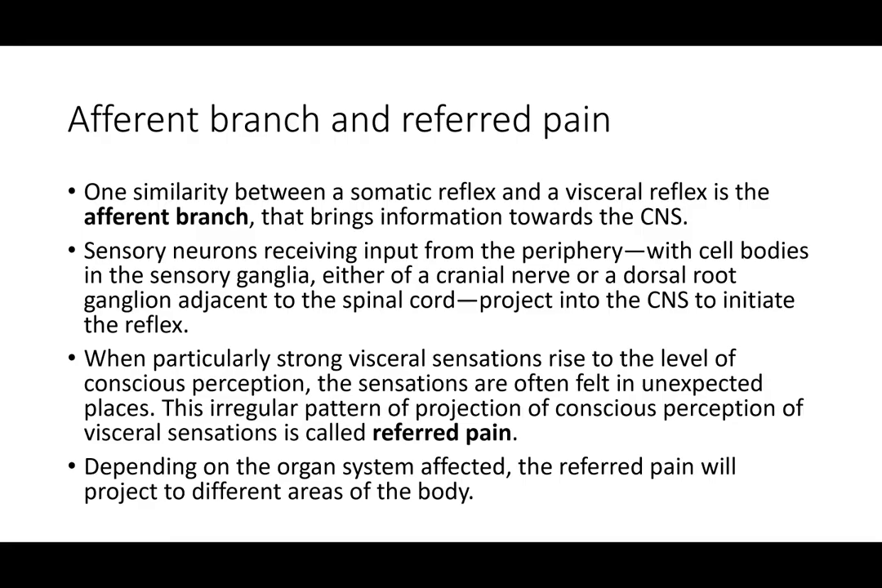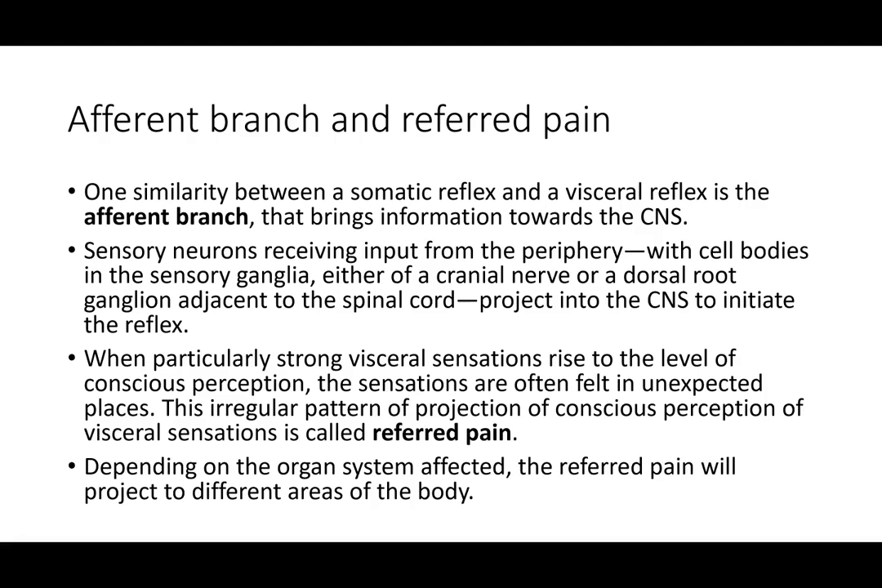These sensations, though, can be felt in very unexpected places of the body. So, when this strong visceral sensation is painful, there can be this irregular pattern of projection onto our conscious perception, and this is called referred pain. And so, depending on which organ system is affected and exactly which organ, the referred pain can project onto different areas of the body. All right, so there are certain things that can refer to the upper body.